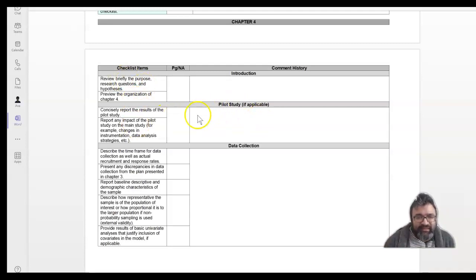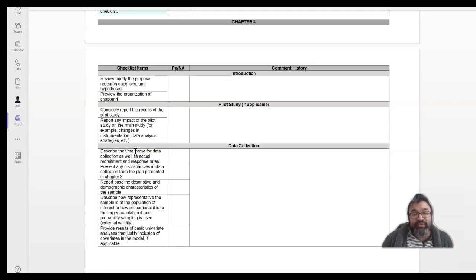Now, if you're conducting a pilot study for a primary data collection, then you would be using this. However, most of you will be or have used secondary data. So let's move on from this. Data collection. What was the time frame for data collection? So I'll give you an example. In my dissertation, I used National Health and Nutrition Examination Survey between the years of 1999 and 2010. So I had to state this on my dissertation.